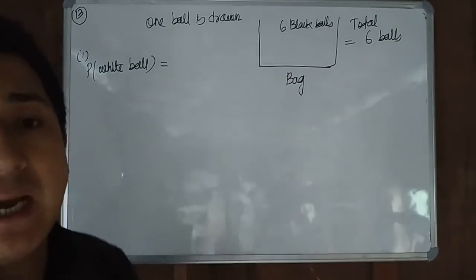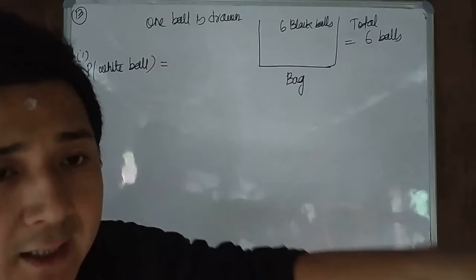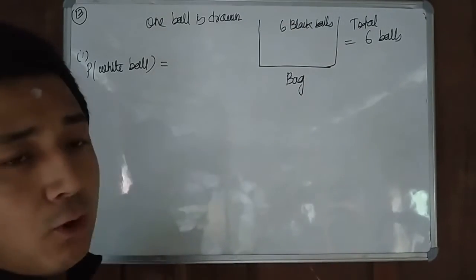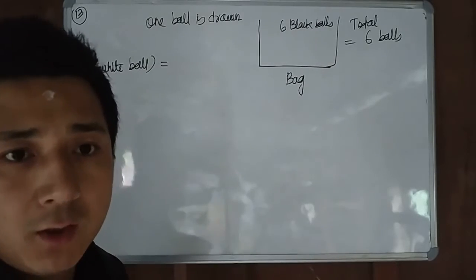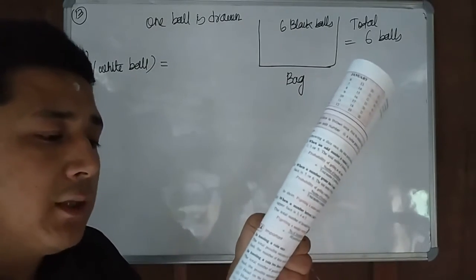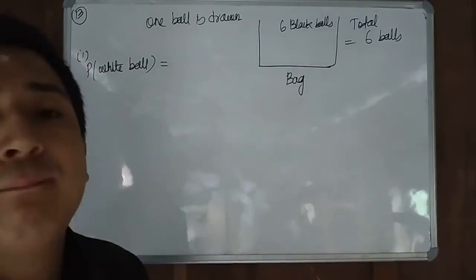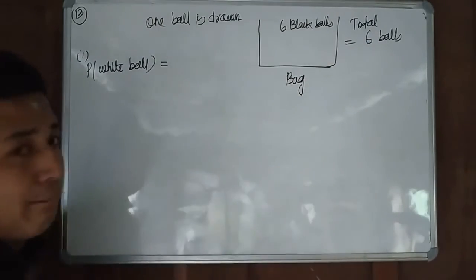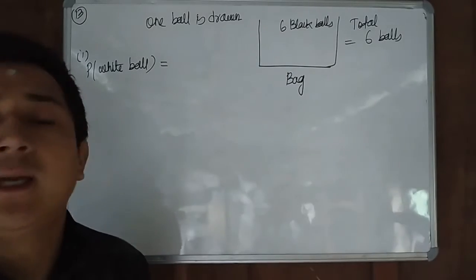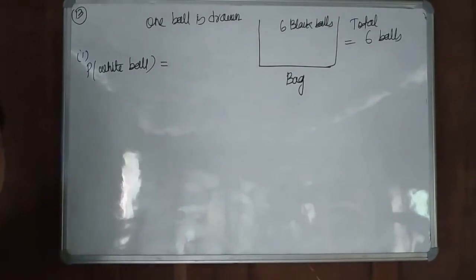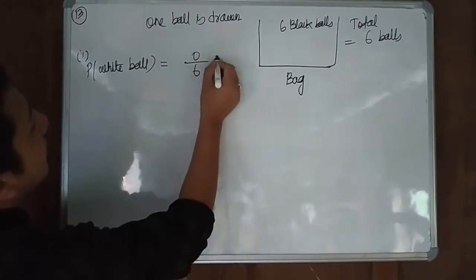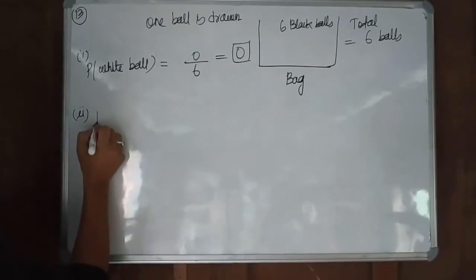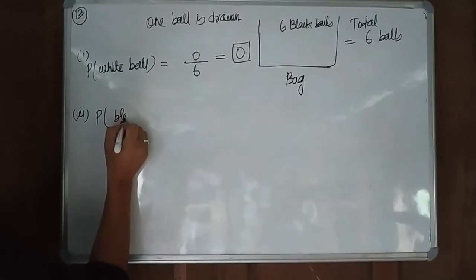Now a child comes and draws a ball. So he is taking out a ball from the bag without looking at the color. The question says, what is the probability that he takes out a white ball? First of all, there is no white ball inside the bag, so there is no chance of getting a white ball. So hence the probability is going to be 0 out of 6, which is 0.